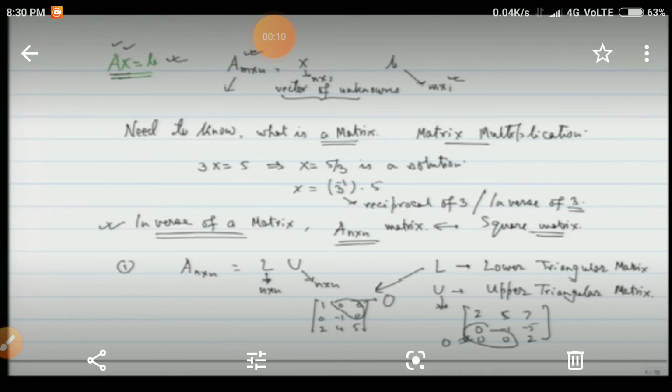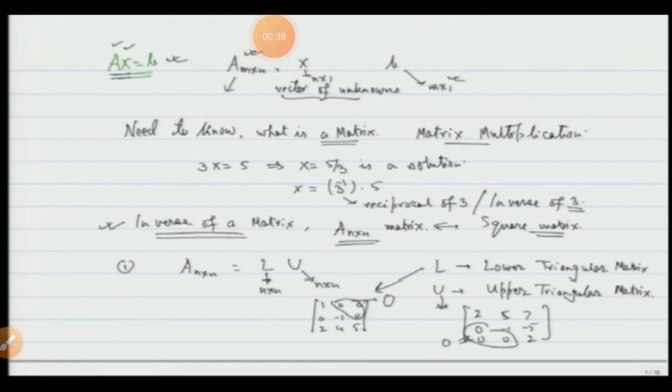I welcome all of you to this introductory lesson to linear algebra. We are all familiar with the equation Ax = b, where A is an m by n matrix and x is an n by 1 matrix, a vector of n unknowns, and b is an m by 1 matrix. Now we would like to know what is meant by a matrix, and also, as we have seen, how to multiply two matrices, or matrix multiplication.